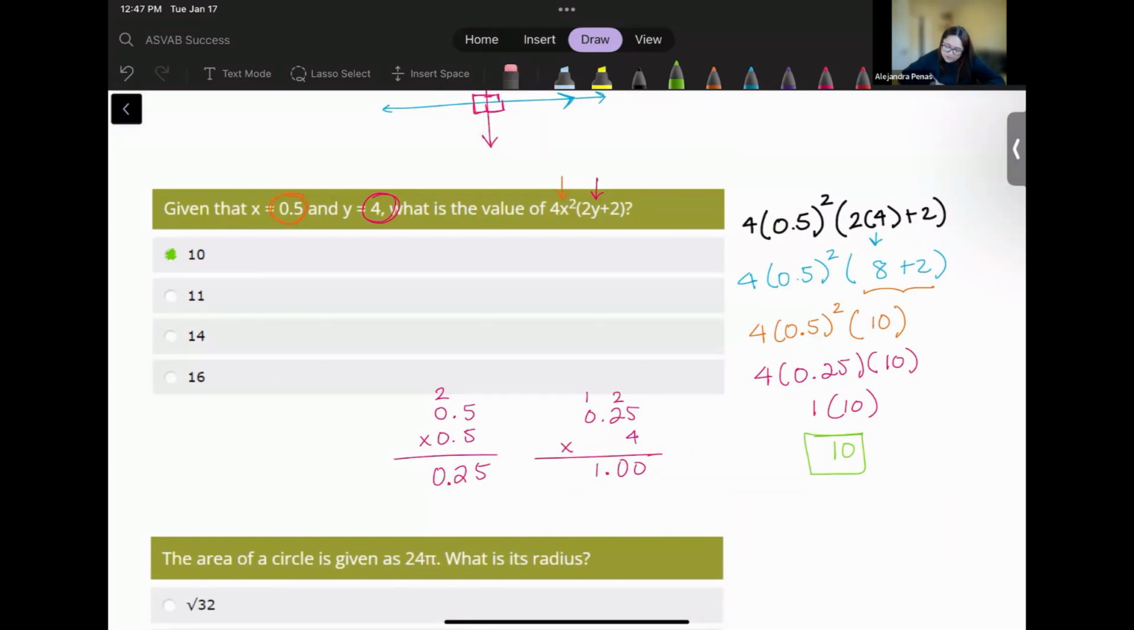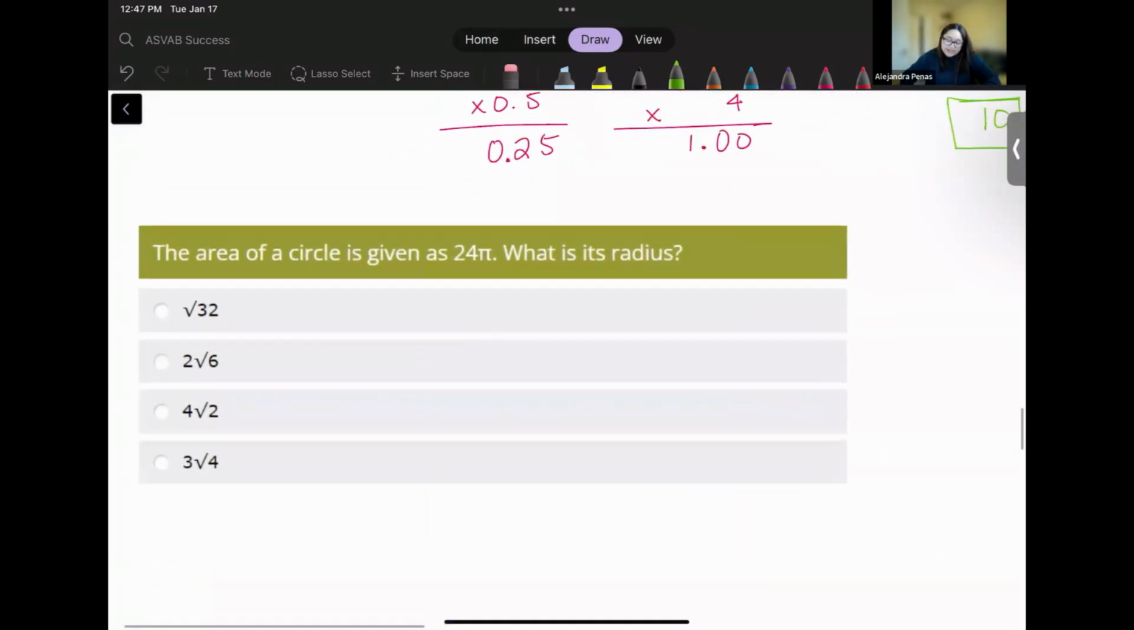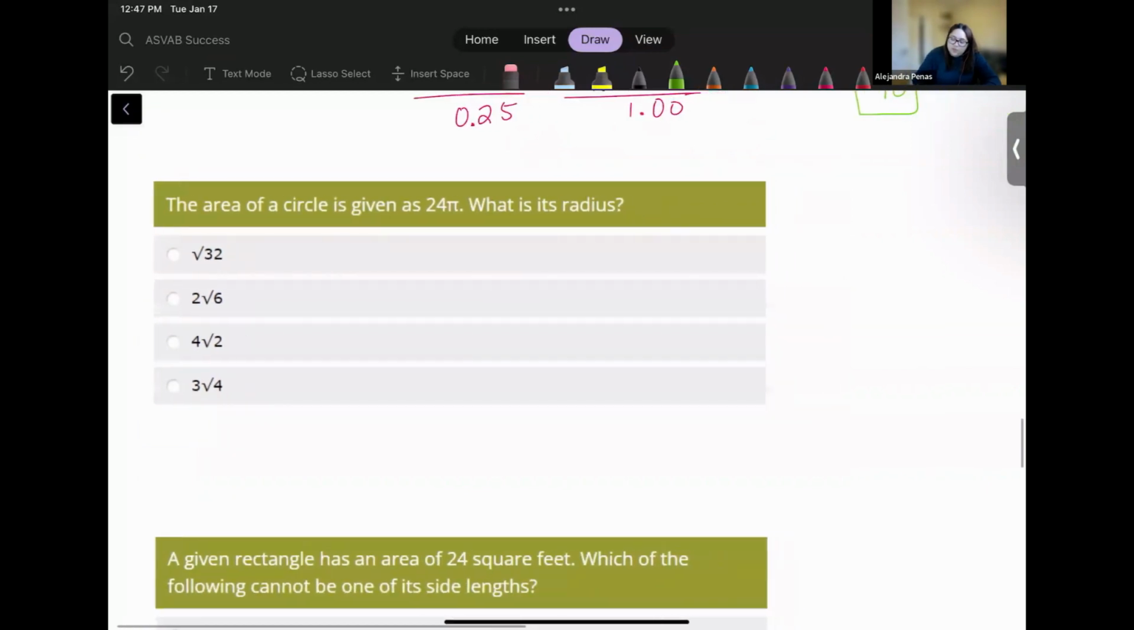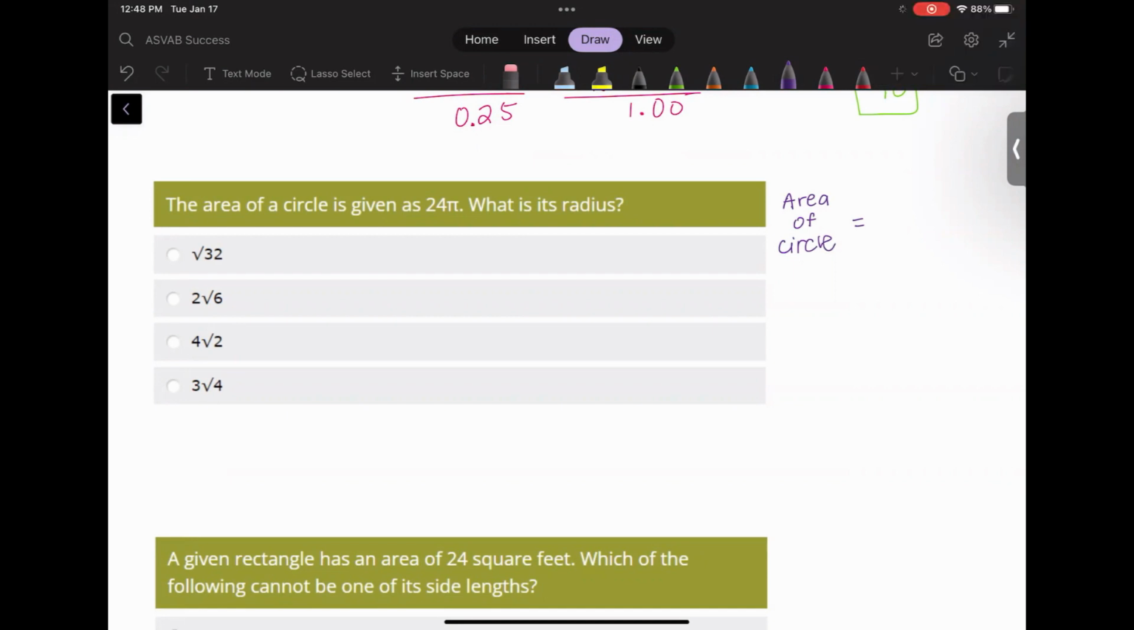Nope. Okay. Next one. The area of a circle is given by 24 pi. What is its radius? Okay, so what is the area formula for a circle? Pi r squared. So we're going to have the radius to the second power times pi, or if you want to put pi in the front, it's fine. Doesn't make a difference.